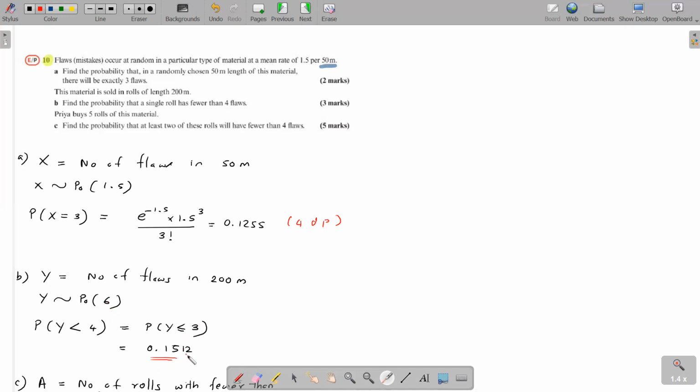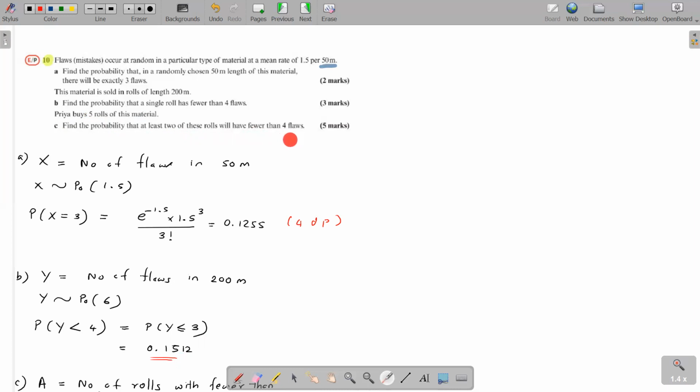Okay, so guys, this is where things get a little bit tricky. They say Priya buys 5 rolls of this material. So 5 rolls, you know, a single roll is 200 meters. She buys 5 rolls of the material. Find the probability that at least 2 of these rolls will have fewer than 4 flaws.